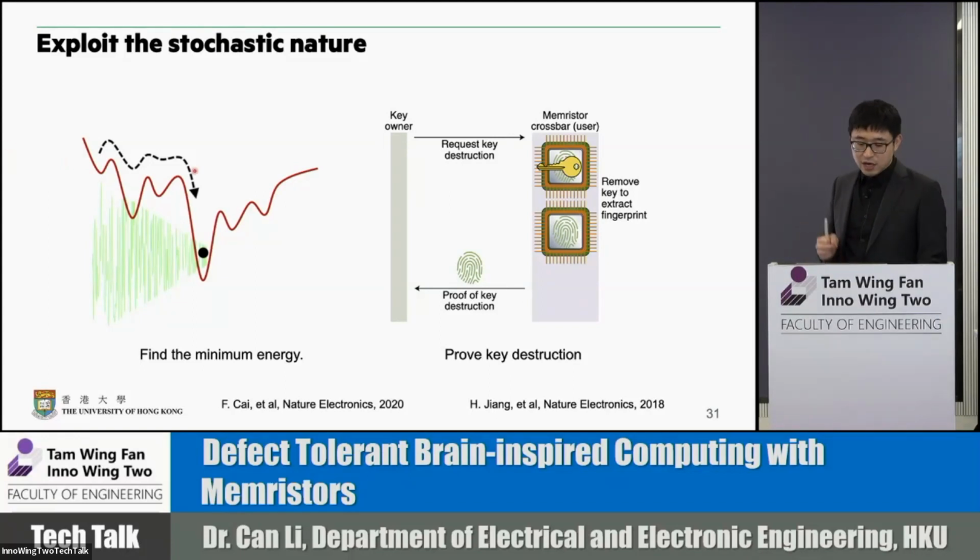So that's why we build a brain-inspired system to solve those optimization problems as well. And the other thing is that because of the stochastic nature, we can also use that for many applications that demand security and trustworthiness, etc. For example, here we try to use the stochastic nature to prove a key destruction.